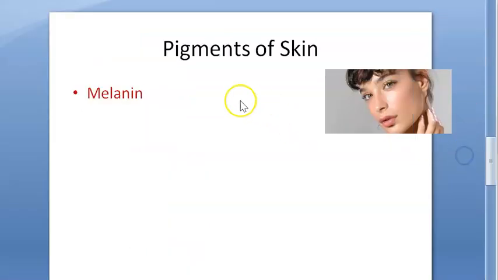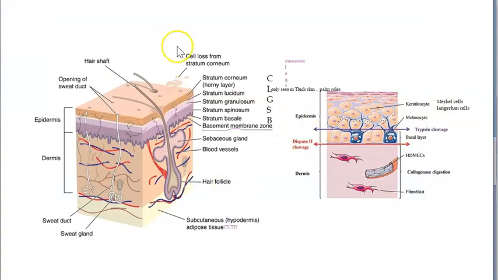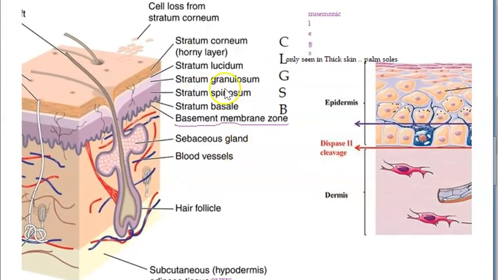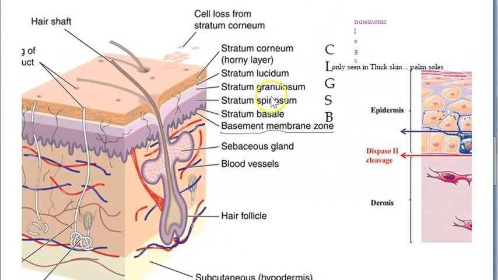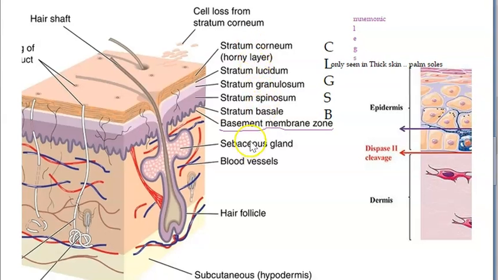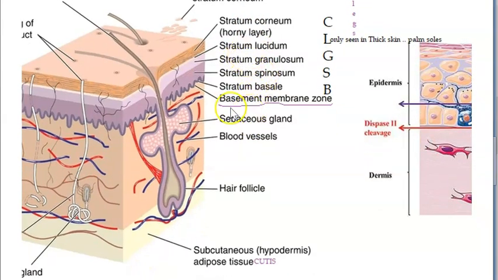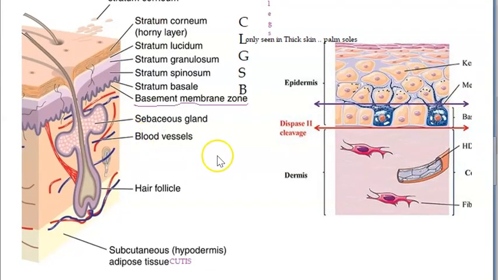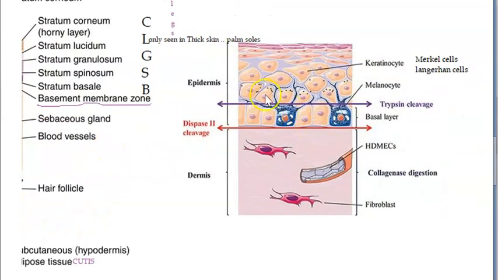Now, let us look at the pigments of skin. You have melanin, which is brown. There are many pigments. Okay, let's understand melanin first. So, what is this diagram trying to tell us? Here you have the five layers of the epidermis. Then here, they have shown you the rete ridges. Then here you have the papillary dermis and then you have the reticular dermis. So what are we trying to look for? All these pigments, right? So epidermis and dermis they have shown here.